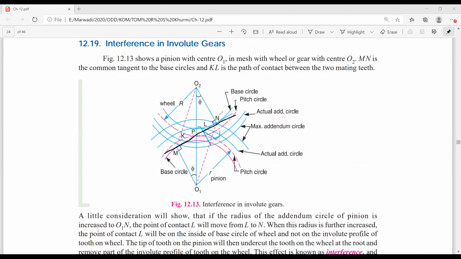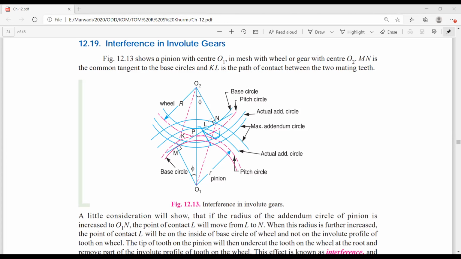The common tangent touches the base circle of one gear at point N and the base circle of the other at point M. So M and N are the last points of the common tangent, the one connecting the two base circles. After that, there is no point on that tangent. So M and N are known as the points of tangency.